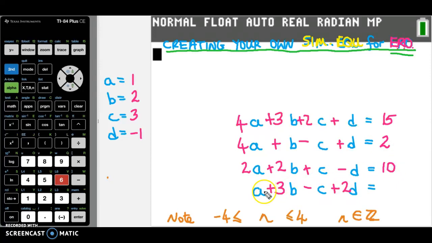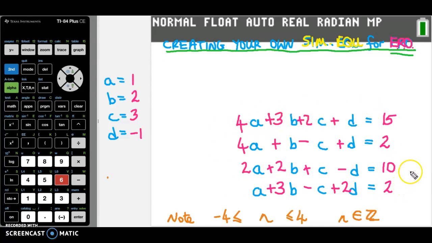So let's just check the last one. 1 plus 3 lots of 2, that makes 7. Take 3 is 4. Take 2 is 2. Just got to be mindful of this double negative on ones like this when we've got -d. So that would become 2 plus 4 is 6 plus 3 is 9 minus -1 makes the 10. So just be mindful of that. So that's what I think works.